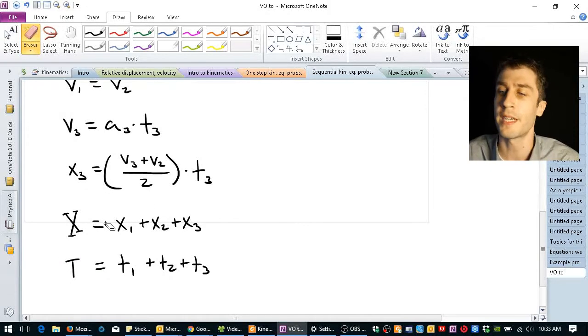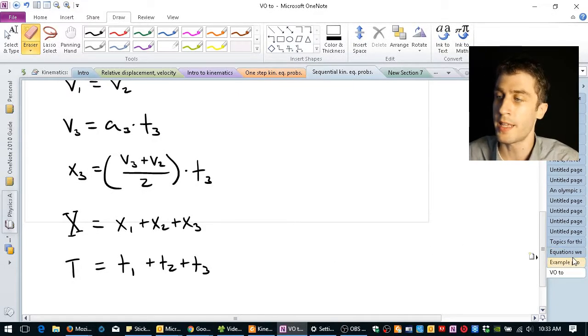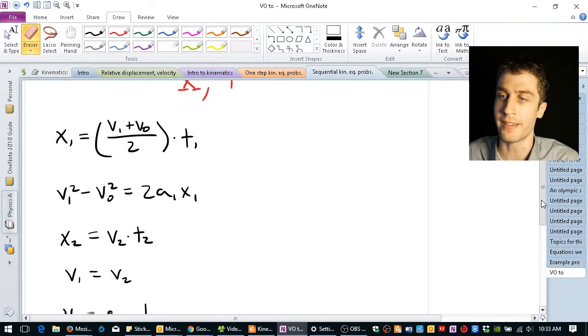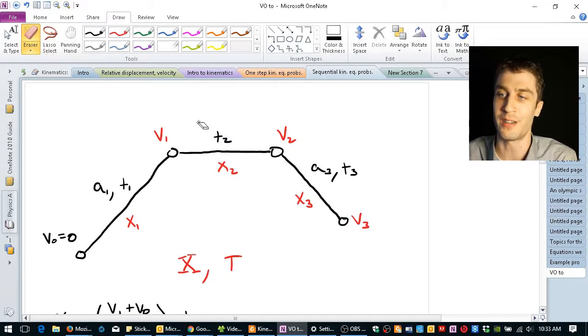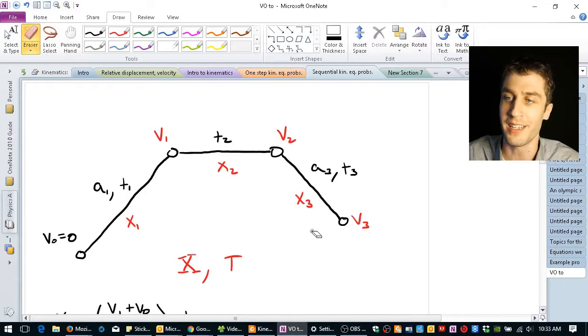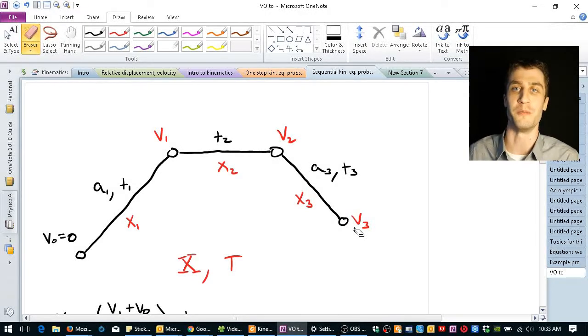And the total time spent is the time spent in the first interval plus the time spent in the second interval plus the time spent in the third interval. Okay, so these now are 8 equations, and I didn't introduce any new variables. It only uses the symbols that you see right here, and I see 8 symbols in red, and so I know that I have 8 equations and 8 variables, and in principle it's solvable.